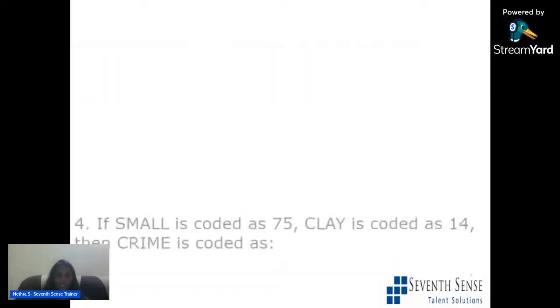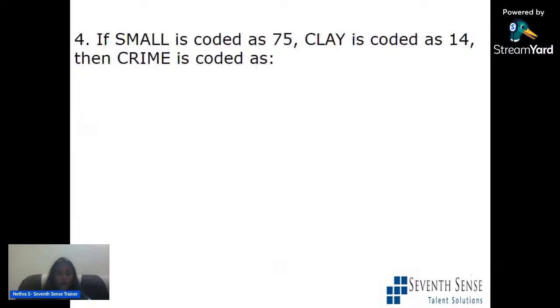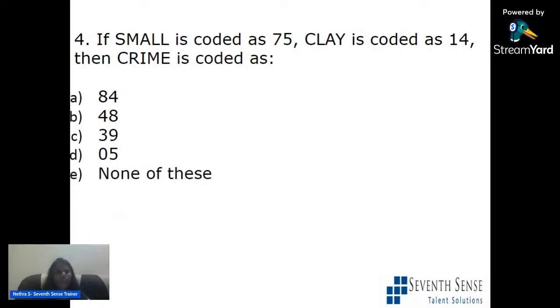Fourth question. If small is coded as 75, clay is coded as 14, then crime is coded as, you have to find out. And here are your options. Option A 84, option B 48, option C 39, option D 05. And option E is none of this. So read the question properly and analyze it. Try to answer.